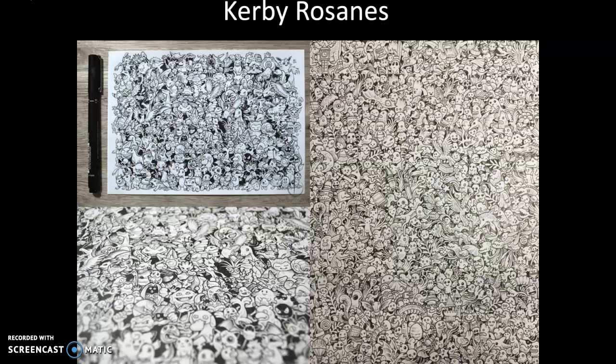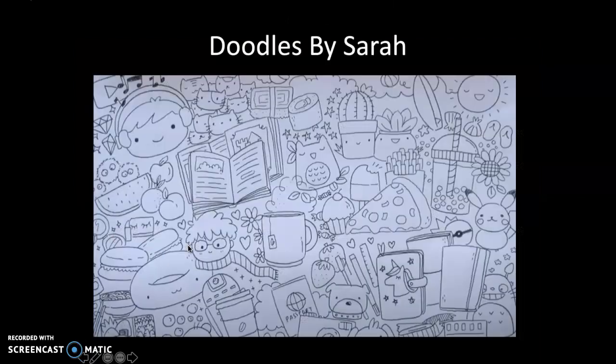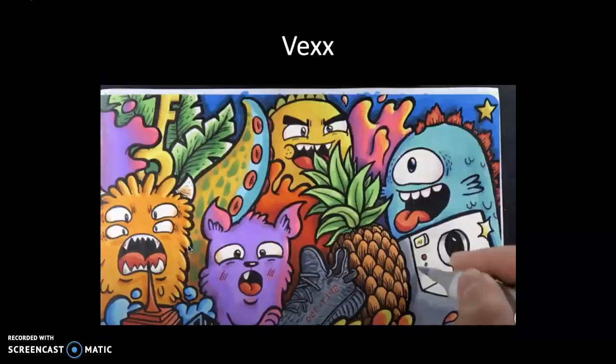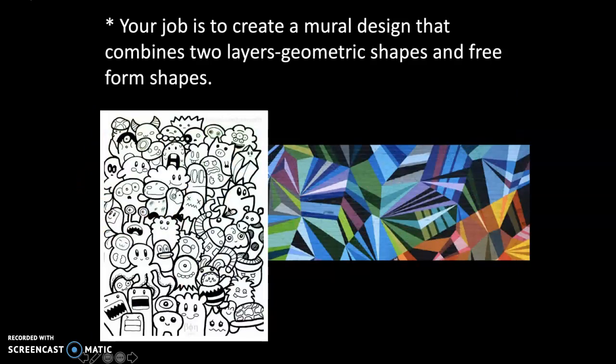Kirby Rose is a little bit more of a complex doodle artist. He has a lot more details in his doodle art, but if you look really closely, you can see some things you might recognize. This is a Pokemon doodle, and he loves those characters that he's packing together. Doodles by Sarah. This is a YouTube channel that you can check out too. She will show you how she creates her doodles and some tips. And then Vex, he's a really neat artist too. He likes to play around with the color in his doodles.